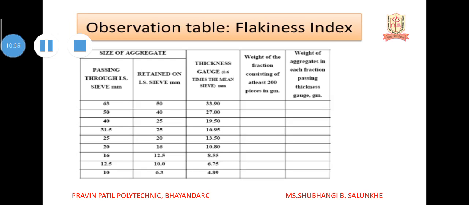If we are placing 63, then below that we have to place 50, below that 40, below that 31.5, below that 25, below that 20, below that 16, below that 12.5, below that 10, and at the last there is 6.3. Then we have to sieve it. After sieving, we will get to know the weight of the aggregate. Okay, so let's do the practical.